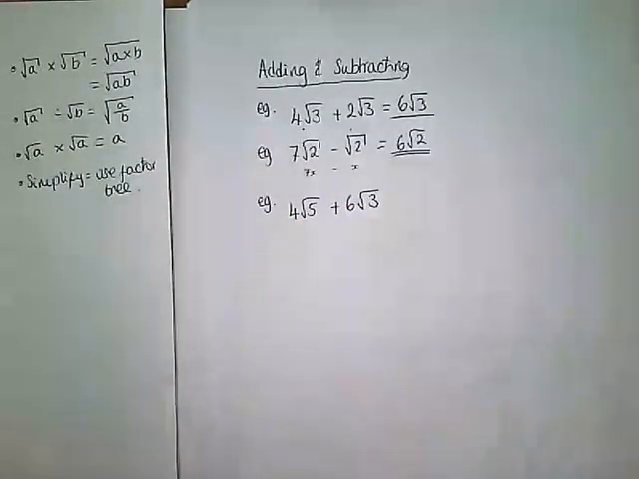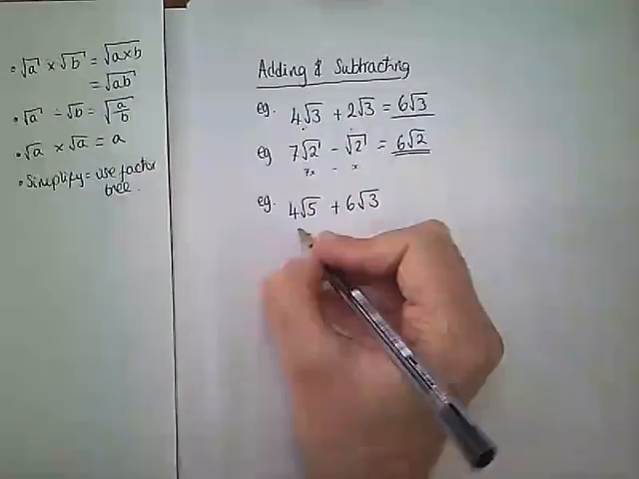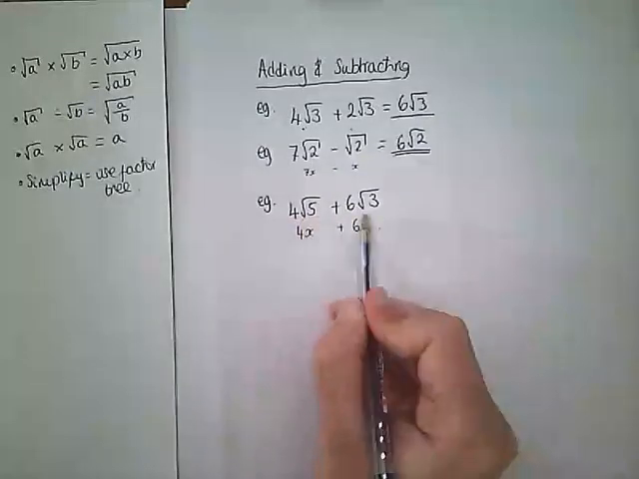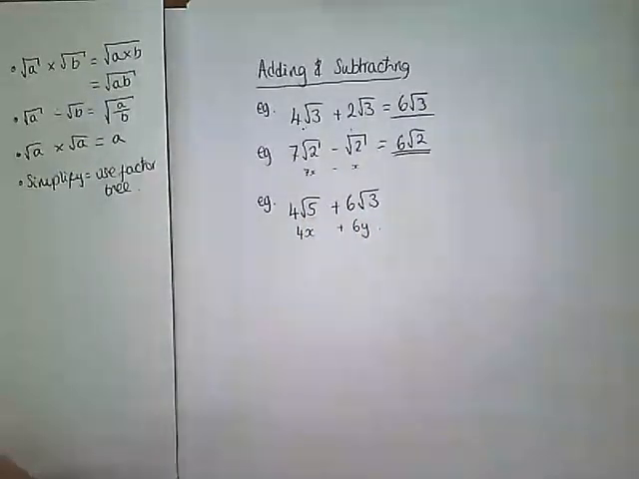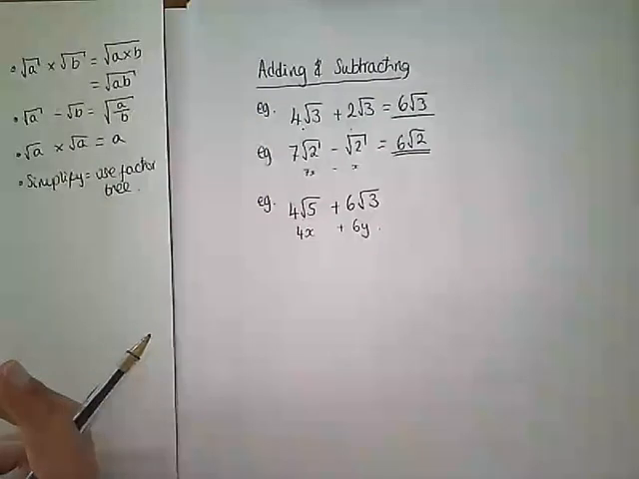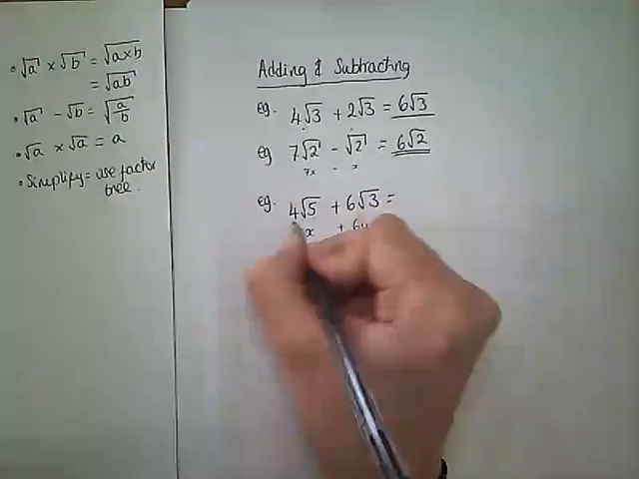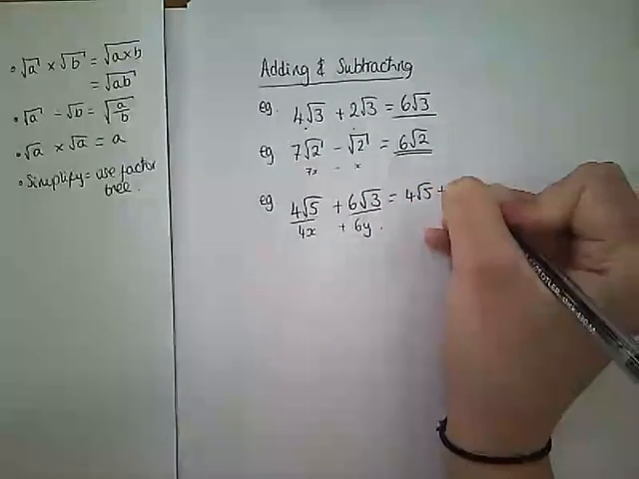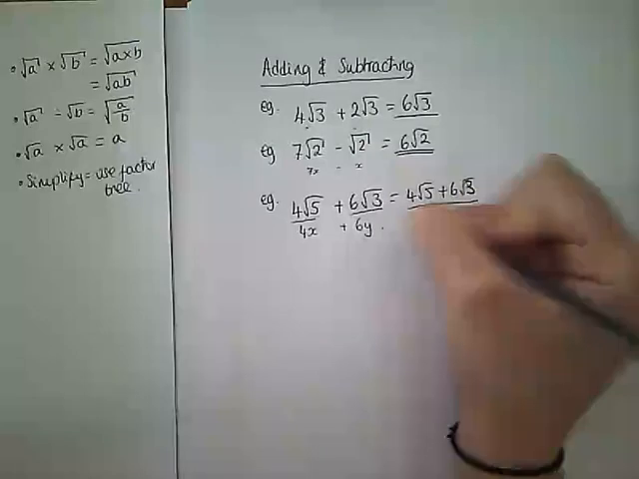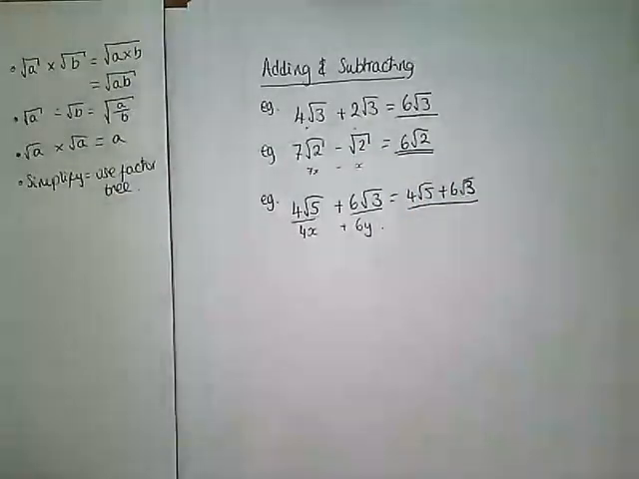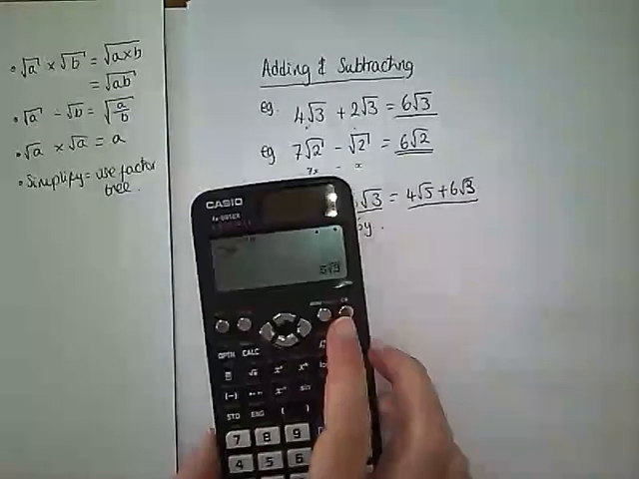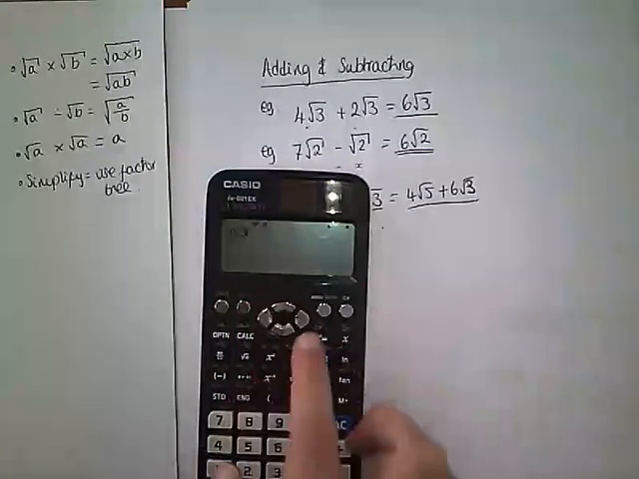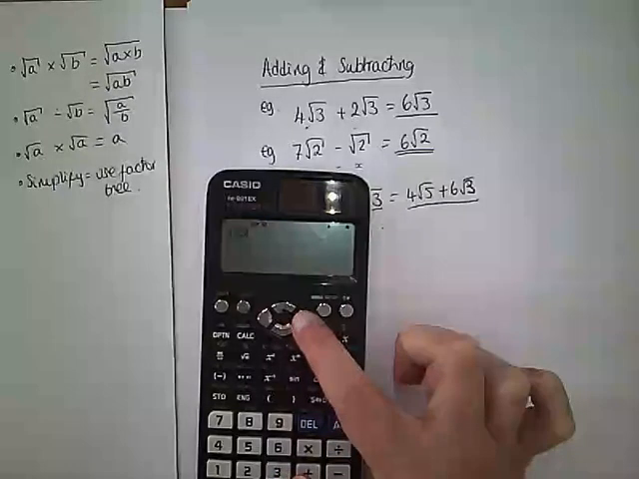Now here, I said to call these like x's. So that would be 4x, and that would be 6y, because the root is different. Can we add 4x and 6y together? No, we can't. So we cannot simplify that anymore. The answer to that is just 4 root 5 plus 6 root 3. It does not simplify any further than that. And again, if you don't believe me, we can do them on the calculator. So let's do the first one to start with. So we had 4 root 3. If you're typing on the calculator, make sure you push your right hand arrow to get out of the surd.